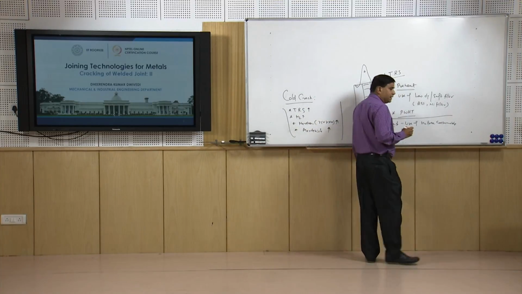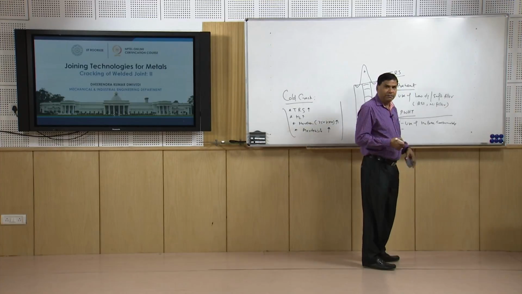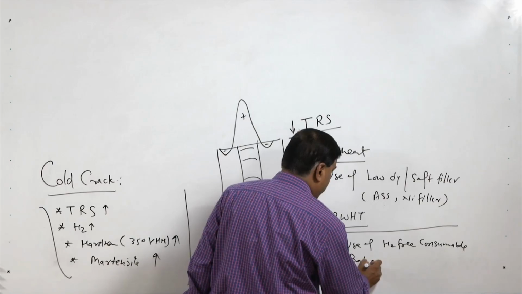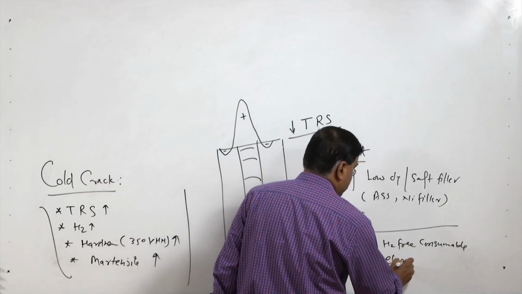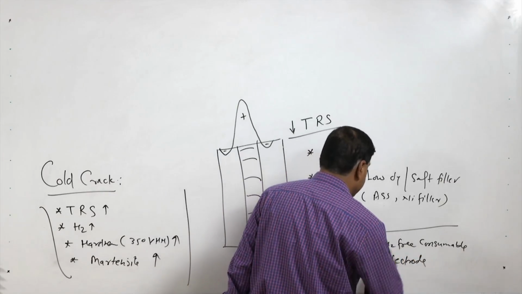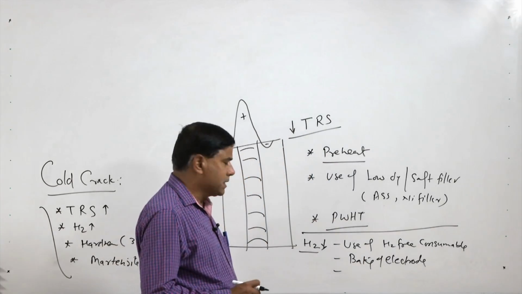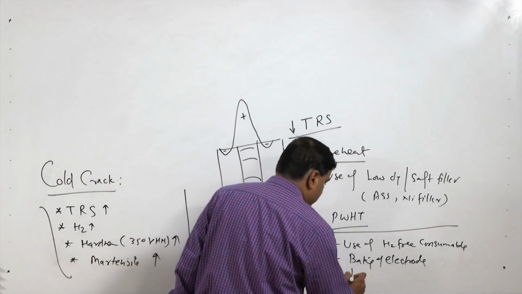Or if the electrodes need to be used and if they have been exposed to the atmosphere, then proper baking of the electrodes is to be done, so that whatever moisture has been there can be driven off. Another approach is the use of the preheat.